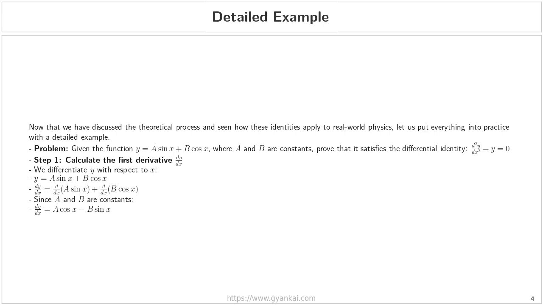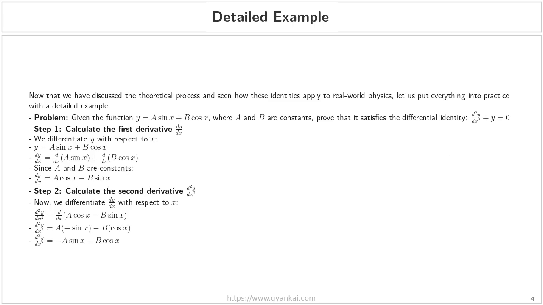Recalling our trigonometric rules, the derivative of sine x is cosine x, and the derivative of cosine x is negative sine x. Therefore, the first derivative of y with respect to x is a cosine x minus b sine x.